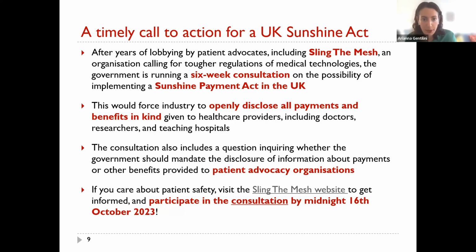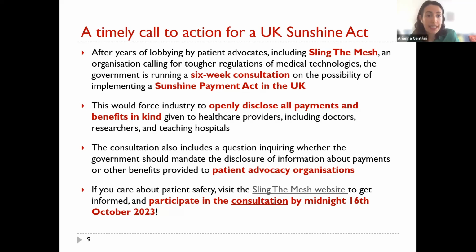Some of you might be aware of what the Sunshine Act is in the US, which is basically a piece of legislation mandating companies, in this case pharmaceutical companies, to disclose all payments, both financial payments and in kind, to healthcare providers. So basically, this consultation opens up the possibility of implementing legislation similar to this one in the UK.